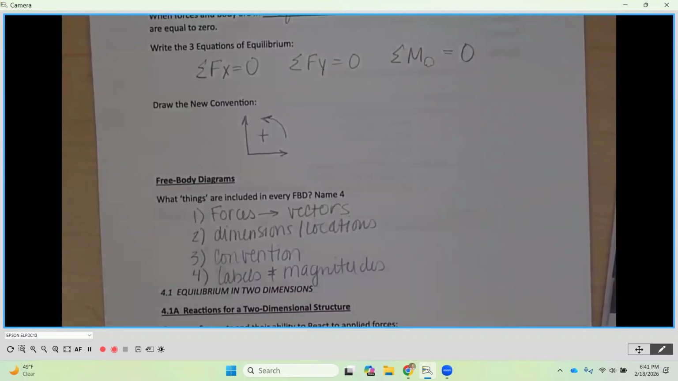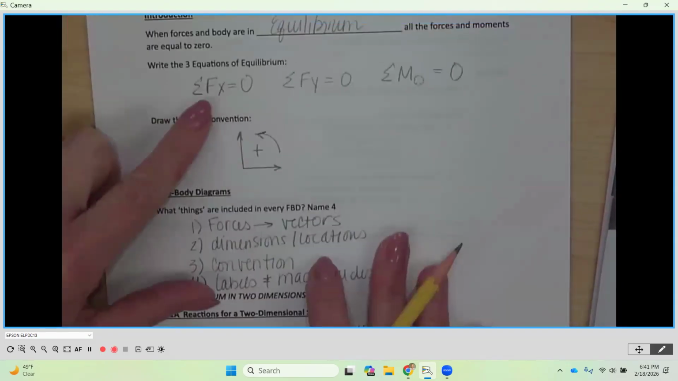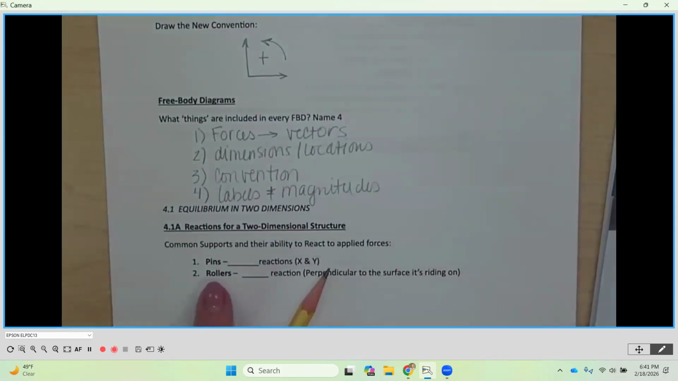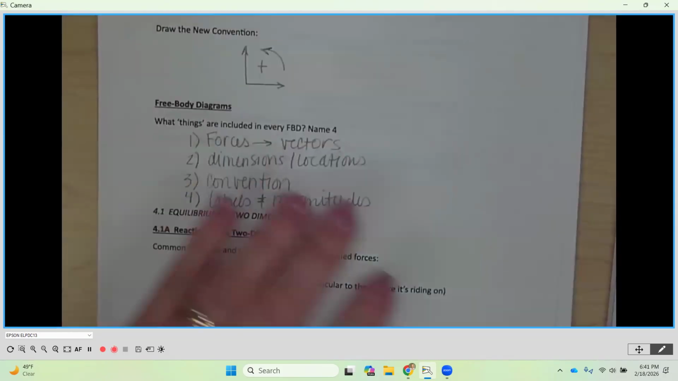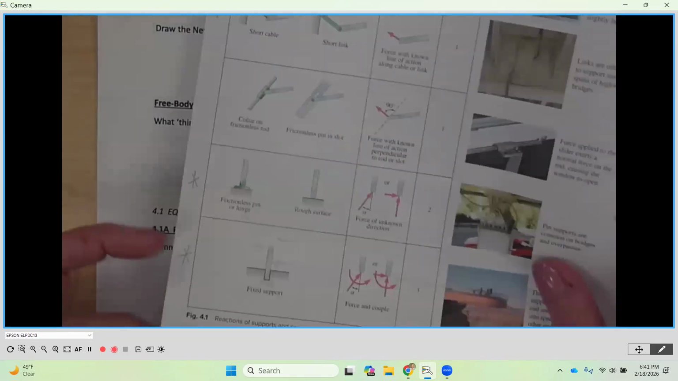Now, specifically, this section 4.1 is called equilibrium in 2 dimensions. So section A here is going to be, let's look at the reactions that we're going to see of forces in 2 dimensions. And all that means is we're only dealing in the X and the Y. We're not dealing in the Z direction. All right, so if we look at page 160, I'm going to pull up that diagram here.